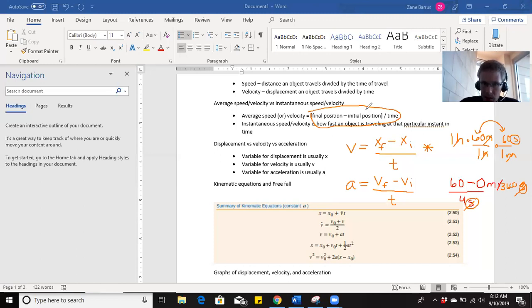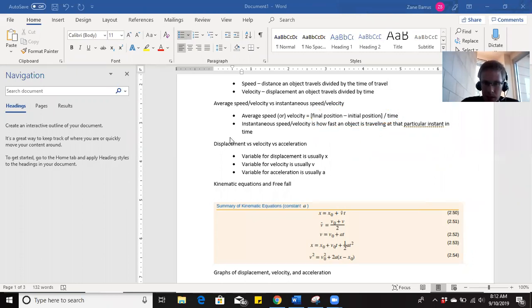Anyway, I'm kind of digressing, but the main thing I want you to know is these two equations by heart. The top one is for average velocity. The bottom one is for average acceleration. More will come on that when we get to homework problems. Let's talk about the next thing.